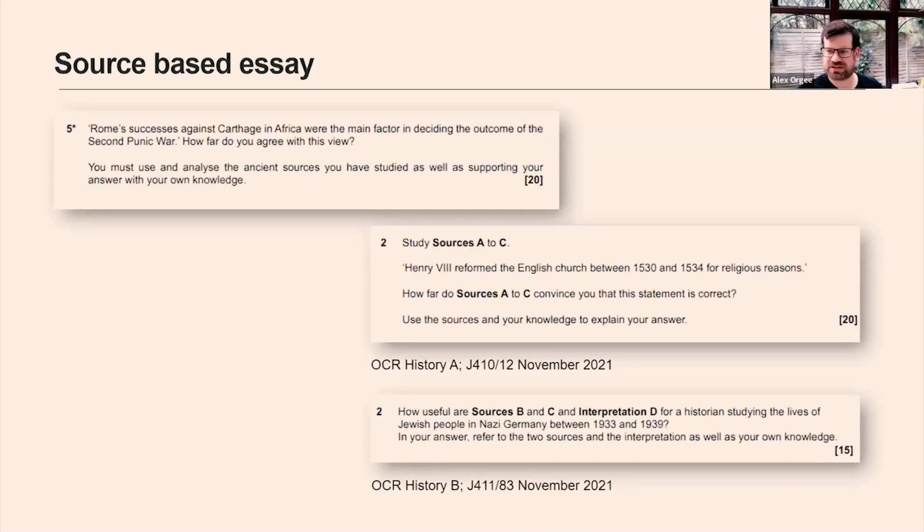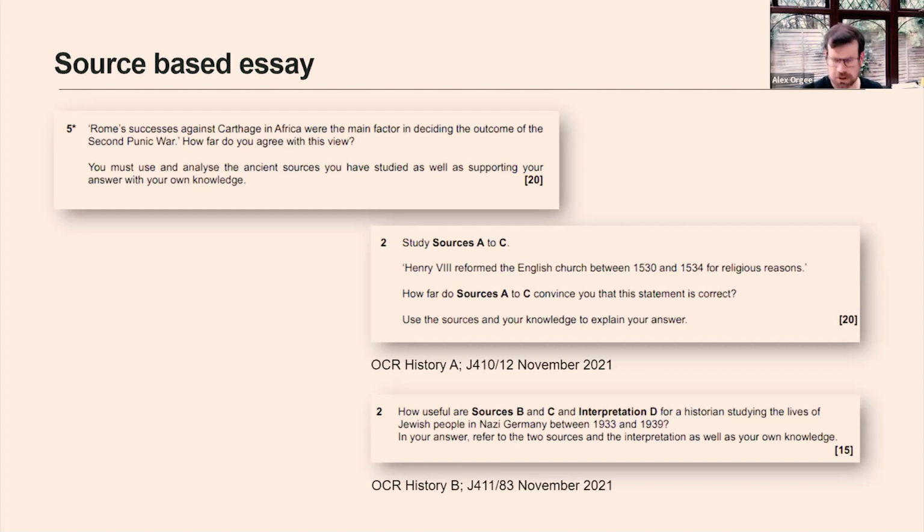So the final question in the paper is a source-based essay. Here are a couple of examples from both OCR History A and OCR History B showing how they go about it. In terms of the skills, they are very similar. One difference is that, unlike the two questions provided from history as an exemplification, students are expected to recall the ancient sources that they have studied in class and use them as evidence in order to address the question.